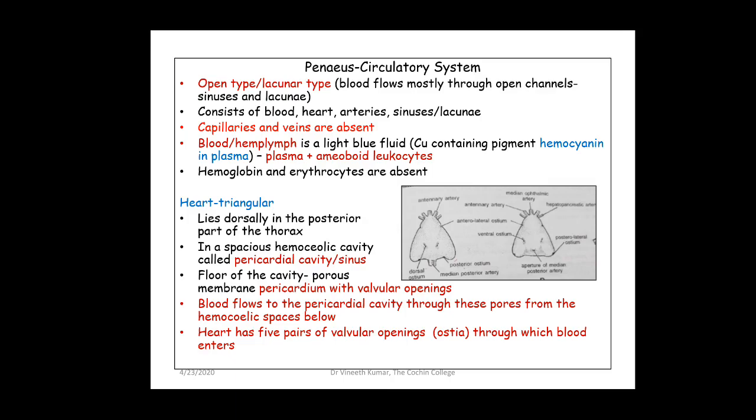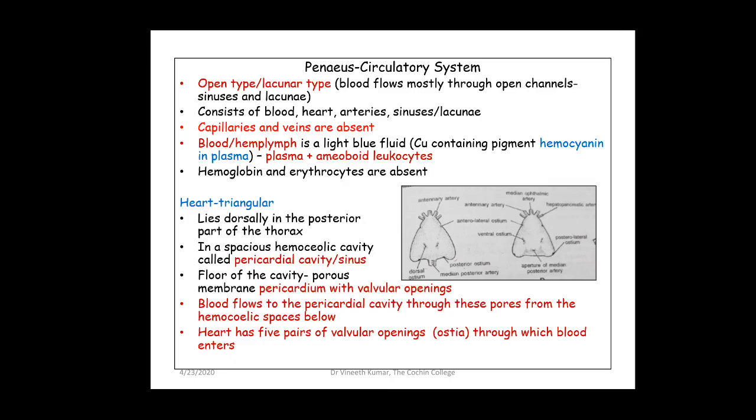Coming to the circulatory system, the circulatory system of prawn consists of blood, heart, arteries, these sinuses and lacunae. The significant feature is that the capillaries and veins are absent in the circulatory system.